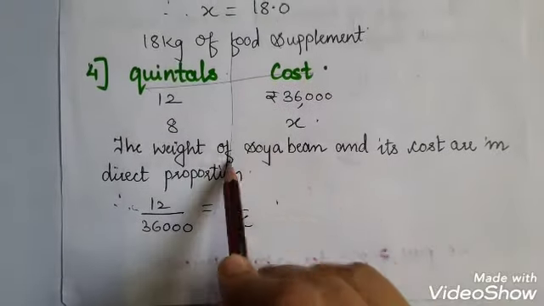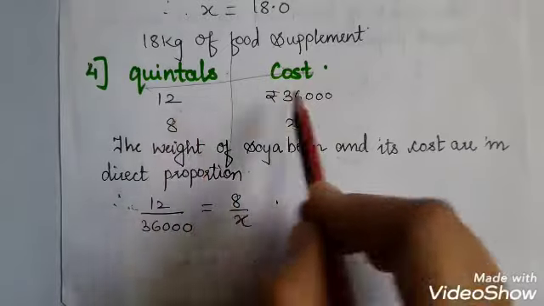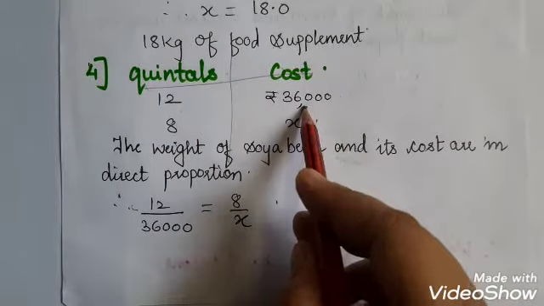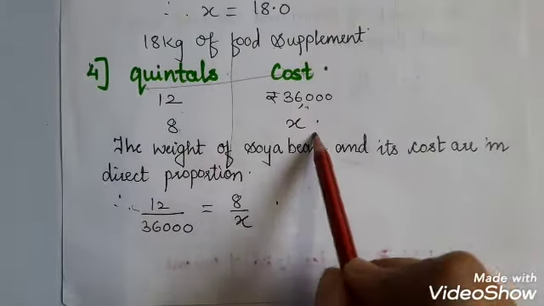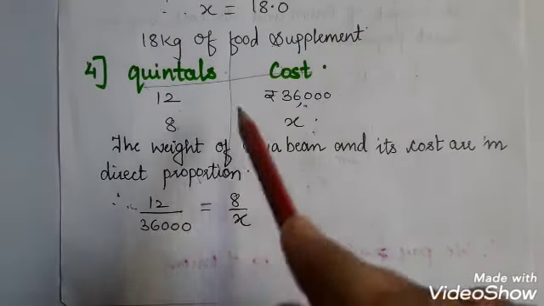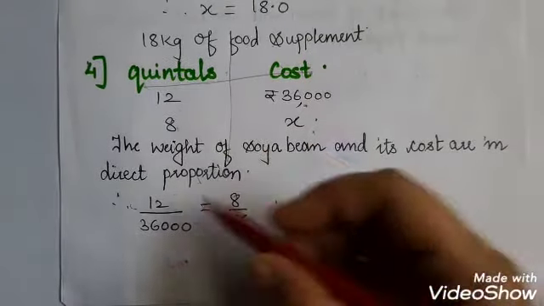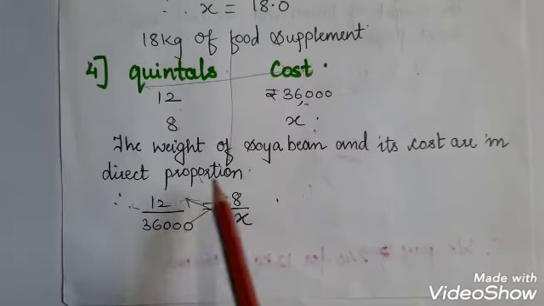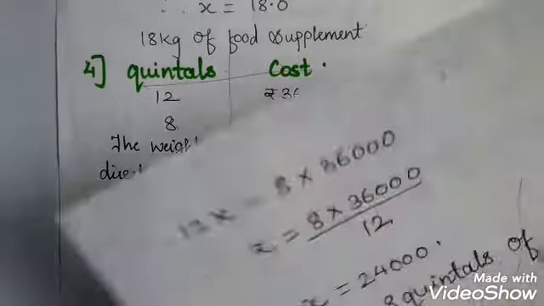So I have made two columns, quintal and cost. So 12 quintals cost rupees 36,000. How much will 8 quintals cost? So 8 quintals cost rupees X. Okay, so it is in direct proportion. So I write 12 upon 36,000 is equal to 8 upon X. Cross multiply. So that is 12 into X is equal to 36,000 into 8.